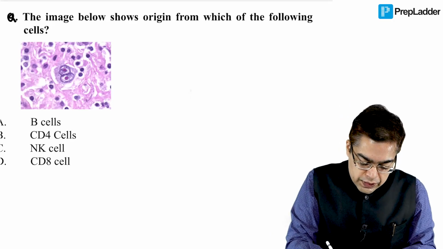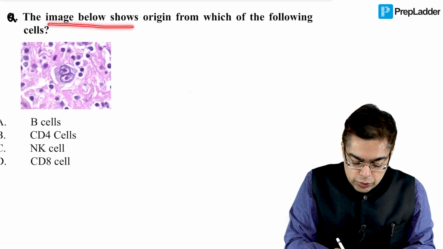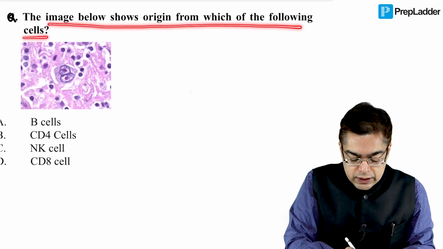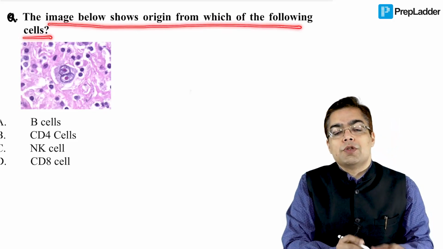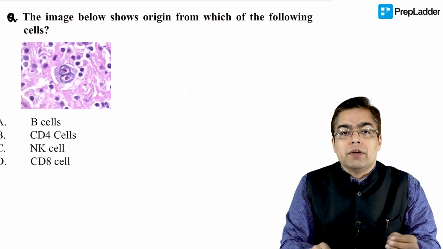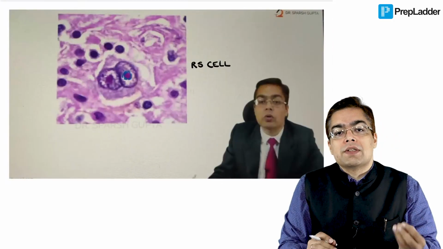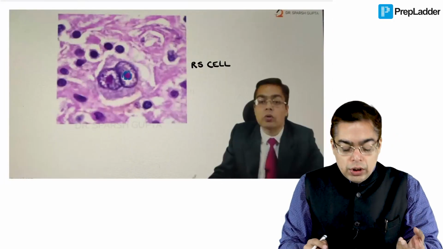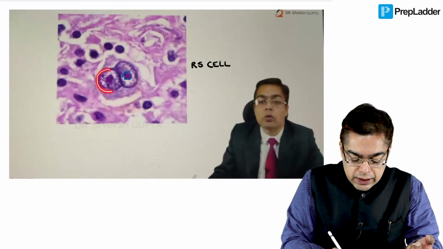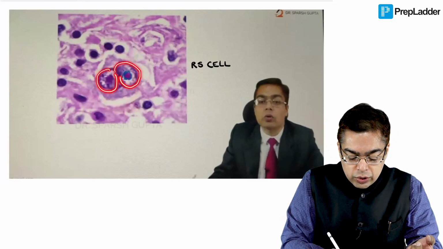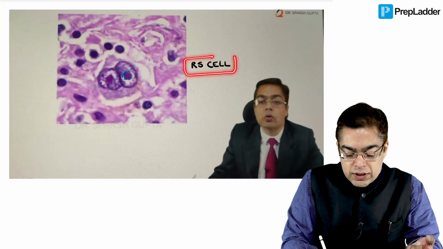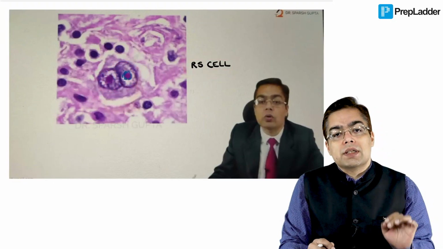Looking at the first question, the question asked in the exam was: the image below shows origin from which of the following cells. This is an example of a question which we have talked about time and again, and it was almost a direct repeat from our discussion in the main videos. I did talk about this example of a cell, which has two nuclei with prominent nucleoli, and this cell, as most of us understand, is called the Reed-Sternberg cell.